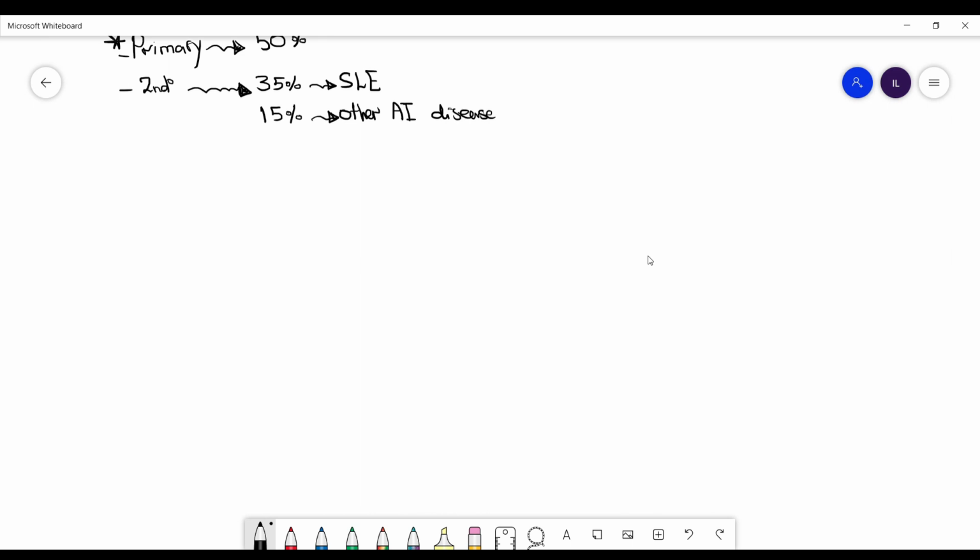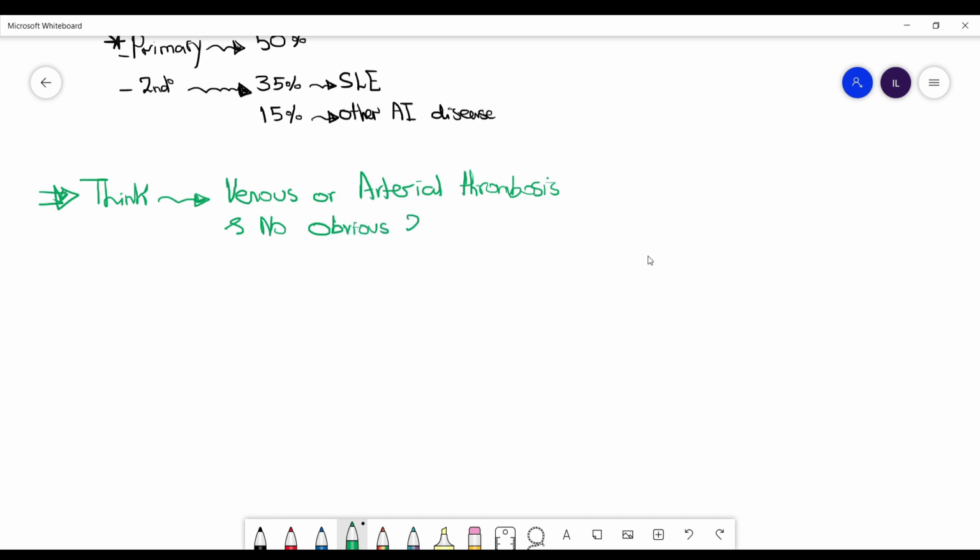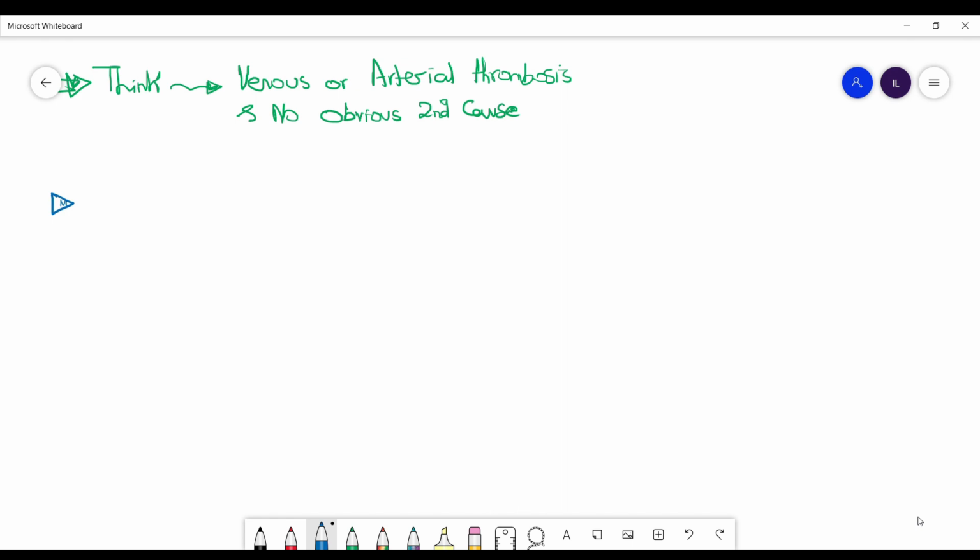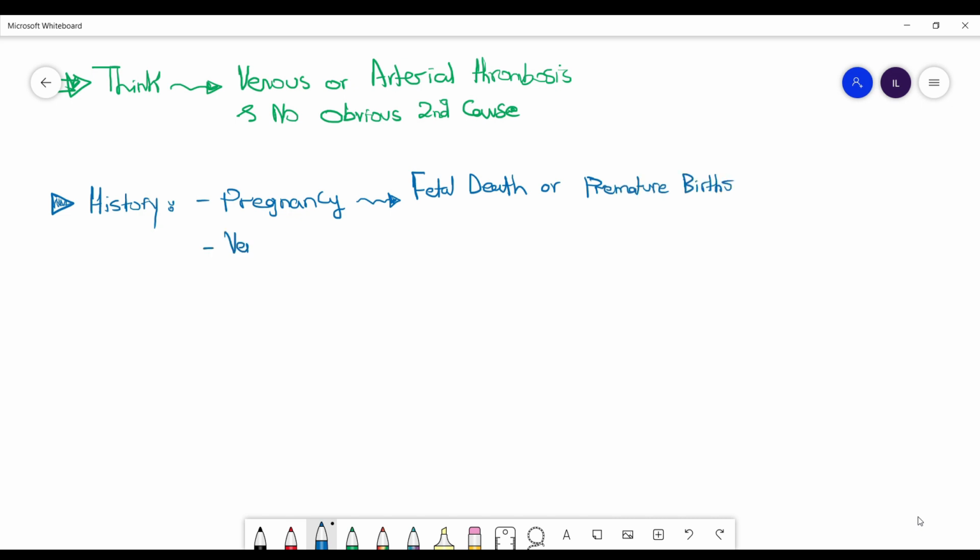Now, when do we think about antiphospholipid syndrome? Think about it when you don't have any obvious reason for the patient having venous or arterial thrombosis, especially when you take history from them and they mention that they have a history of pregnancy with miscarriages or premature birth. Also, if this is not their first arterial or venous thrombosis, that will make you more suspicious about having antiphospholipid syndrome.